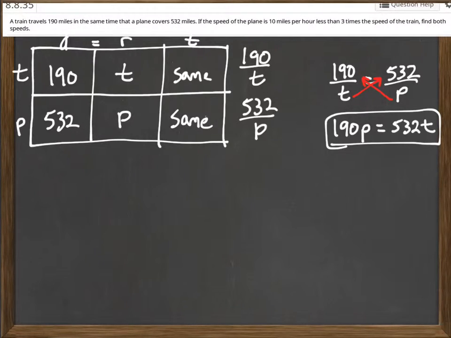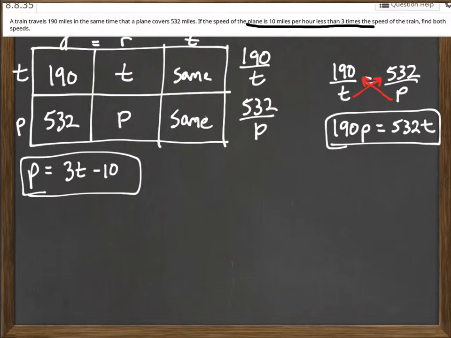And then we go back to the problem and we read the second sentence. It says the speed of the plane is 10 miles per hour less than 3 times the train. Less than means you're taking it away. So the plane would be 10 taken away from 3 times the speed of the train, or 3t minus 10. We're taking 10 away from the 3 times the train, so the 3t. And now we have our two equations.